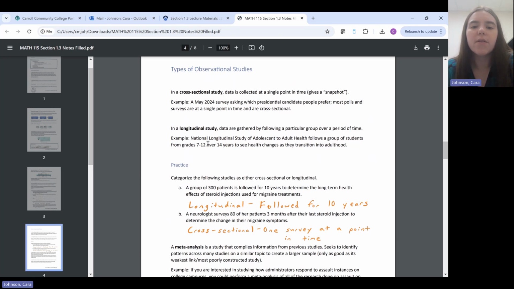So for example, this is a real-life example of a longitudinal study. The National Longitudinal Study of Adolescent to Adult Health follows a group of students from grades 7 to 12 over 14 years to see health changes as they transition into adulthood. Since they're following them over 14 years, that makes it longitudinal.